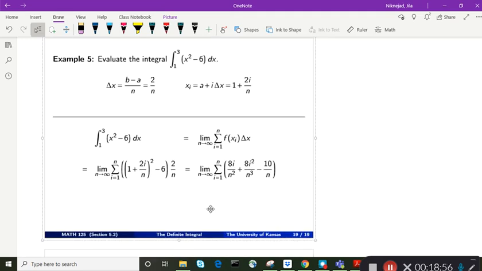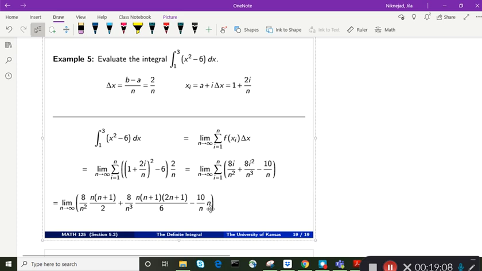You can take this a little further, expand the binomial 1 plus 2i over n to power 2 and clean it up. And then you can use the 3 formulas that we used in 5.1, you can replace the values out of those formulas. And there were 3 formulas that we proved, and you get this answer at the end.